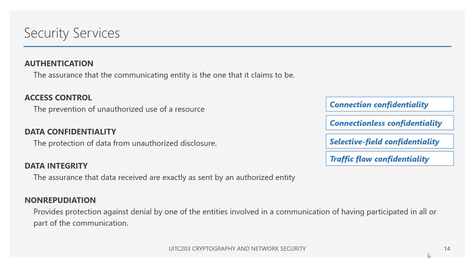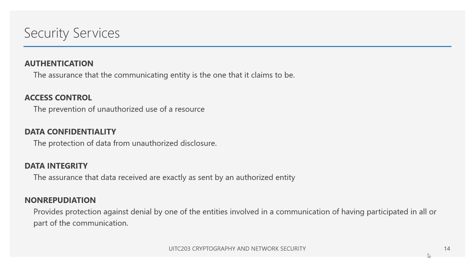Connection confidentiality ensures the protection of all user data in a connection. Connectionless confidentiality protects all user data in a single data block. Selective field confidentiality provides confidentiality of selected fields within the user data in a connection or a data block. Traffic flow confidentiality protects the information about the flow of traffic, which is very effective against the traffic analysis attack mentioned in the passive attacks.